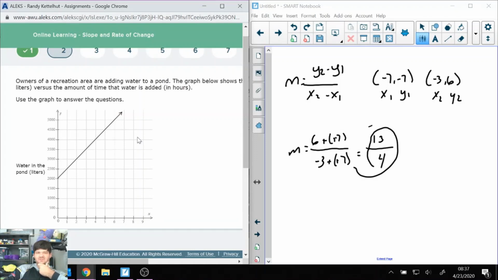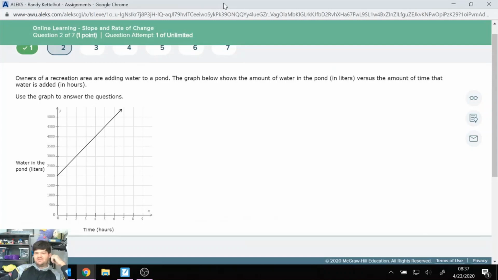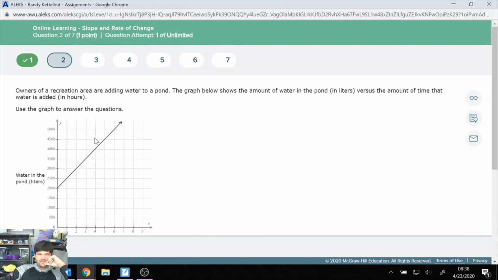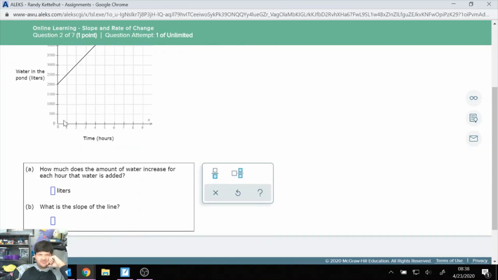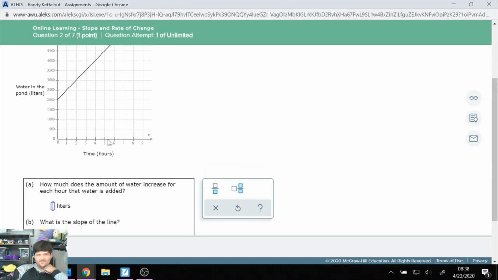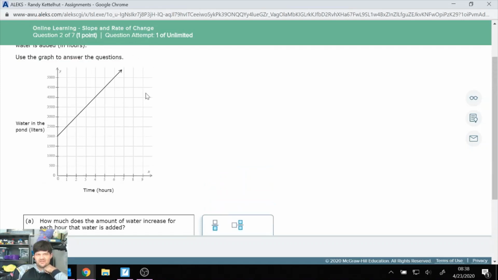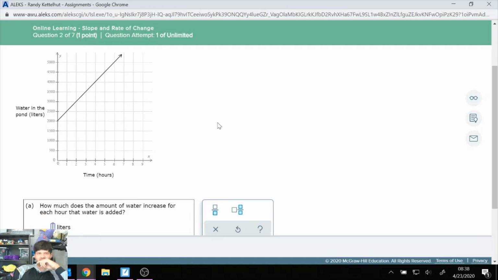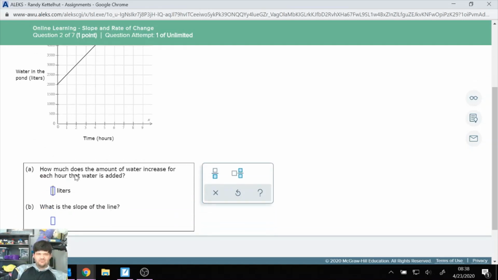owners of a recreation area are adding water to a pond. The graph below shows the amount of water in the pond in liters versus the amount of time water is added in hours. Use the graph to answer the question. So a couple things to notice. The y-intercept is 2,000 liters. Time in hours goes from 0 to 9. It looks very linear. What does it ask? So how much does the amount of water increase for each hour that water is added?